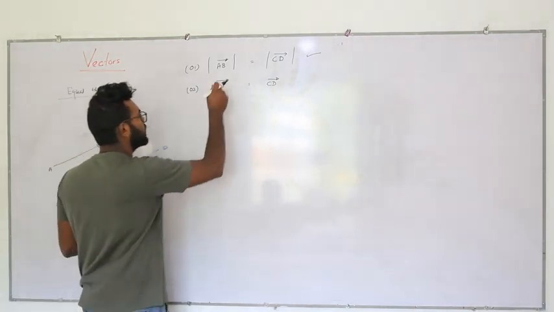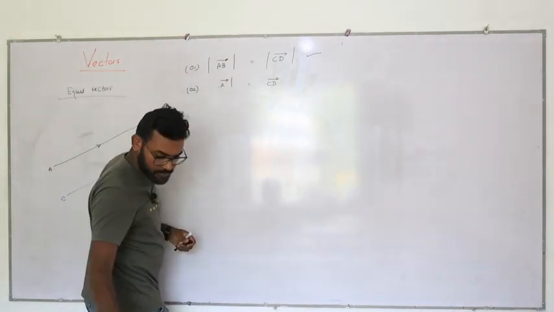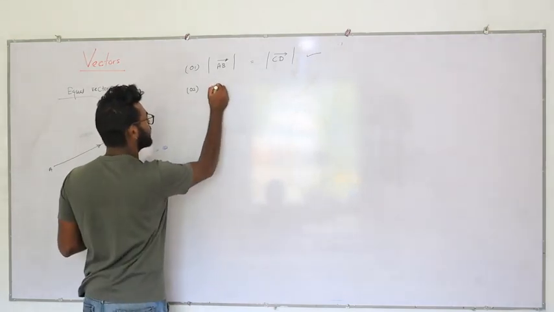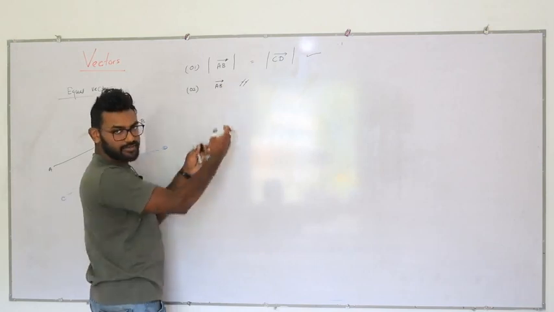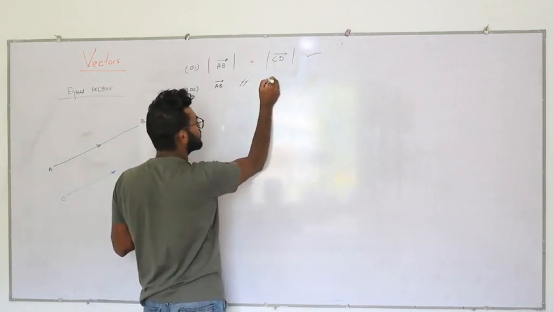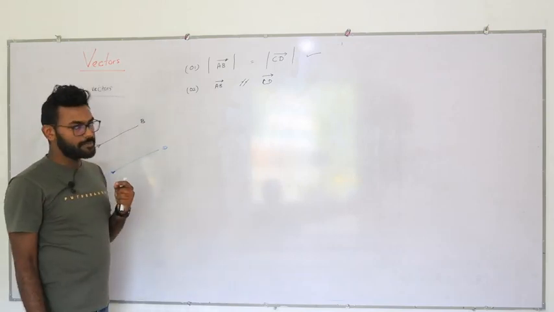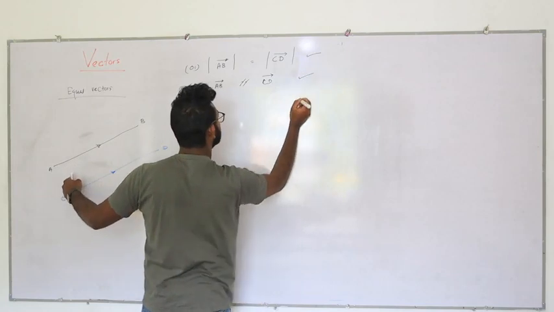Then I could write maybe like this. The AB vector is parallel. You know how to write the parallel symbol, right? We used this in O-level. To CD. If the AB vector is parallel to the CD, then we can say that condition is also satisfied.